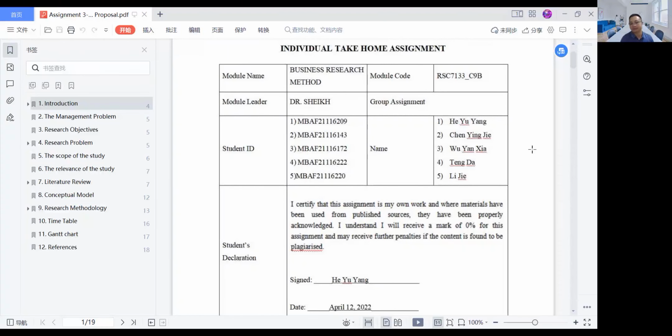Good afternoon, everyone. My name is Chen Jie. The topic of my speech is business research methods for our group assignment. Our team has 5 members: He Yu Yang, Chen Jie, Wu Yan Xia, Teng Da, Li Jie.